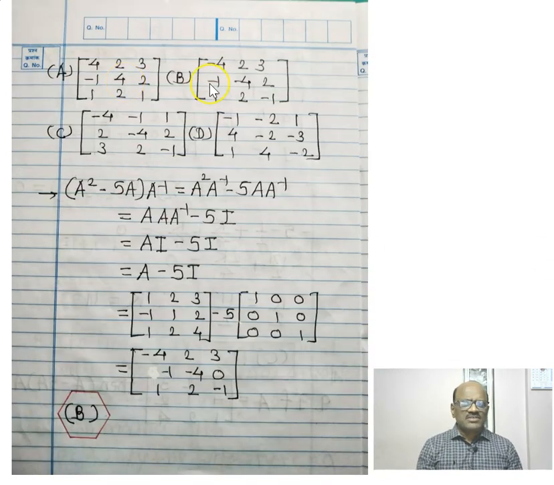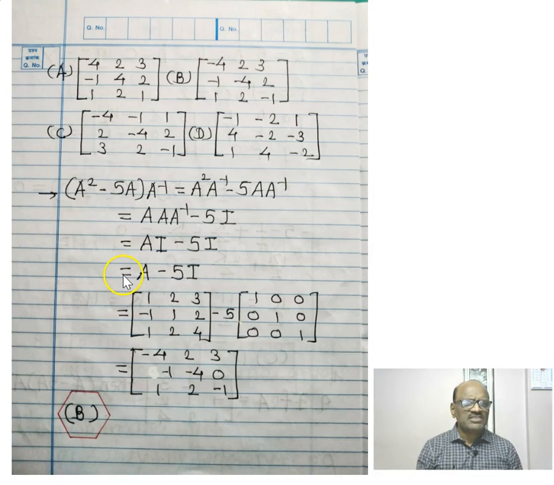These are the options. Now how to find the answer? (A square minus 5A) into A inverse. Multiply A inverse with A square and with minus 5A. Then you will get A square into A inverse minus 5A into A inverse. But what is the value of A into A inverse? It's the identity. Now A square means A into A, so A into A into A inverse gives again I into A into I, which is A, and minus 5.